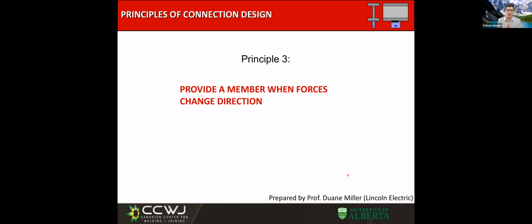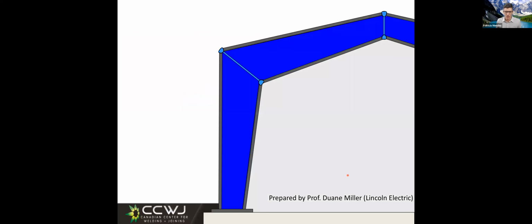Principle number 3. This is a really cool one. It talks about forces changing direction. So, for example, let's look at the structure of a shed, right? Then we have these beams here, and we would put a load. The cross-section here is I-beams, right? Well, it's not an I-beam, it's a manufactured I-beam, right? Like in this case, not a constant section, but this is secondary.